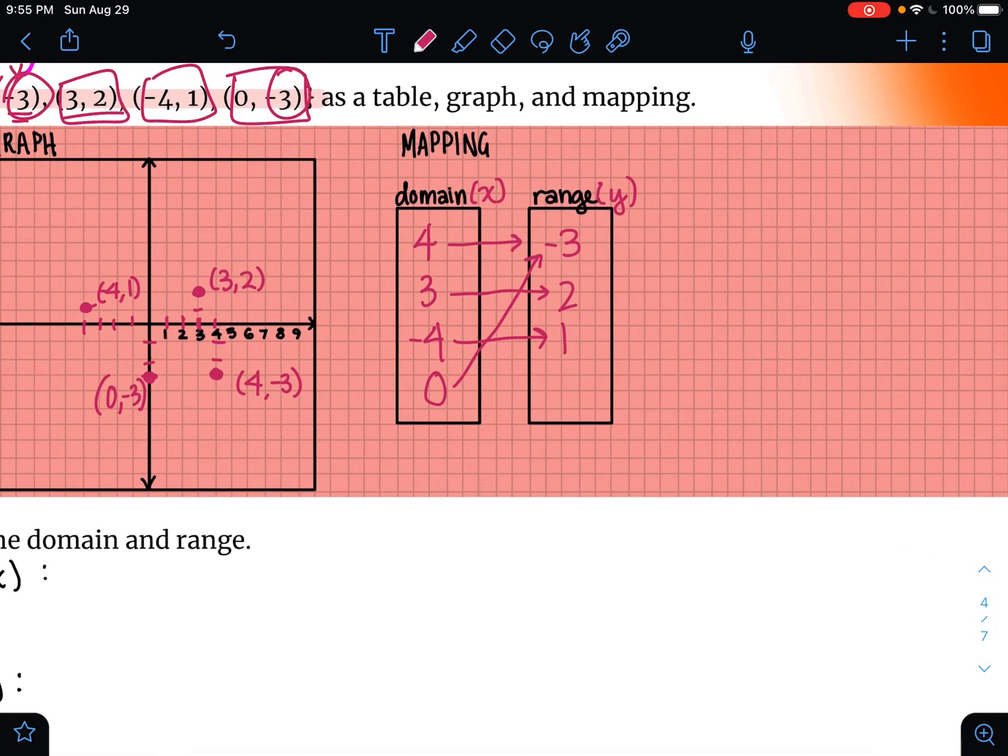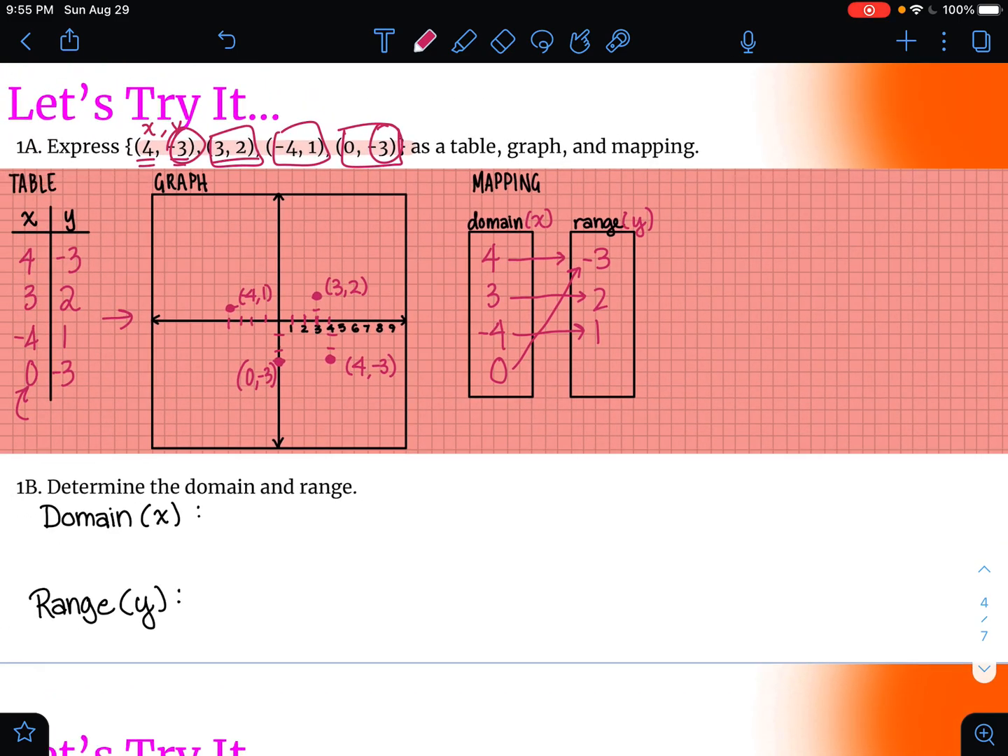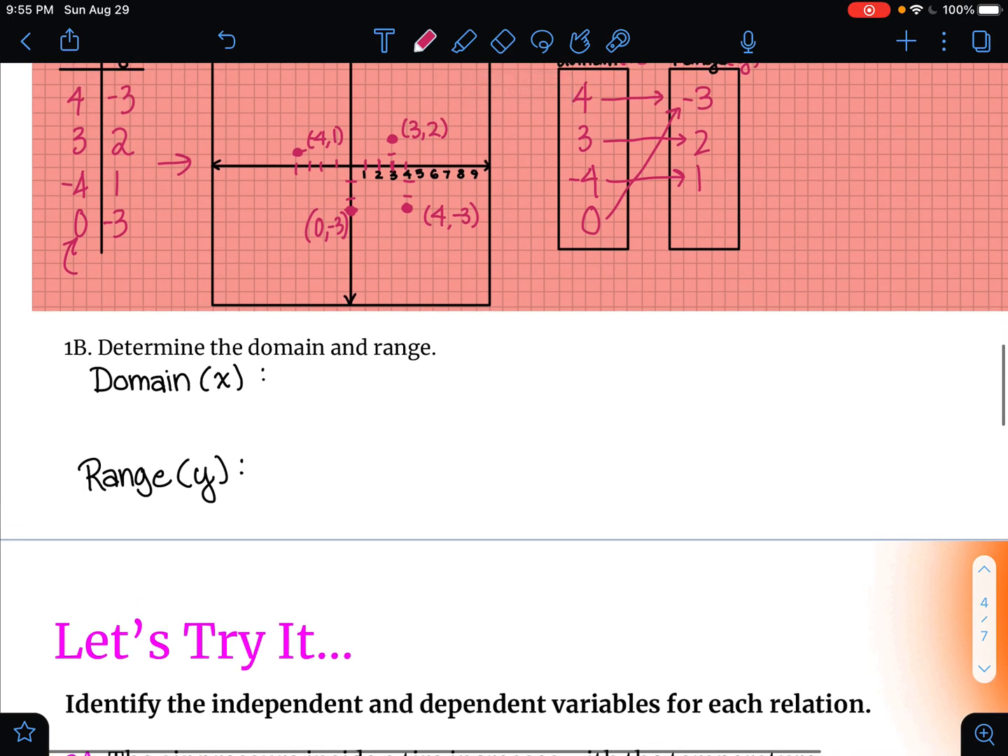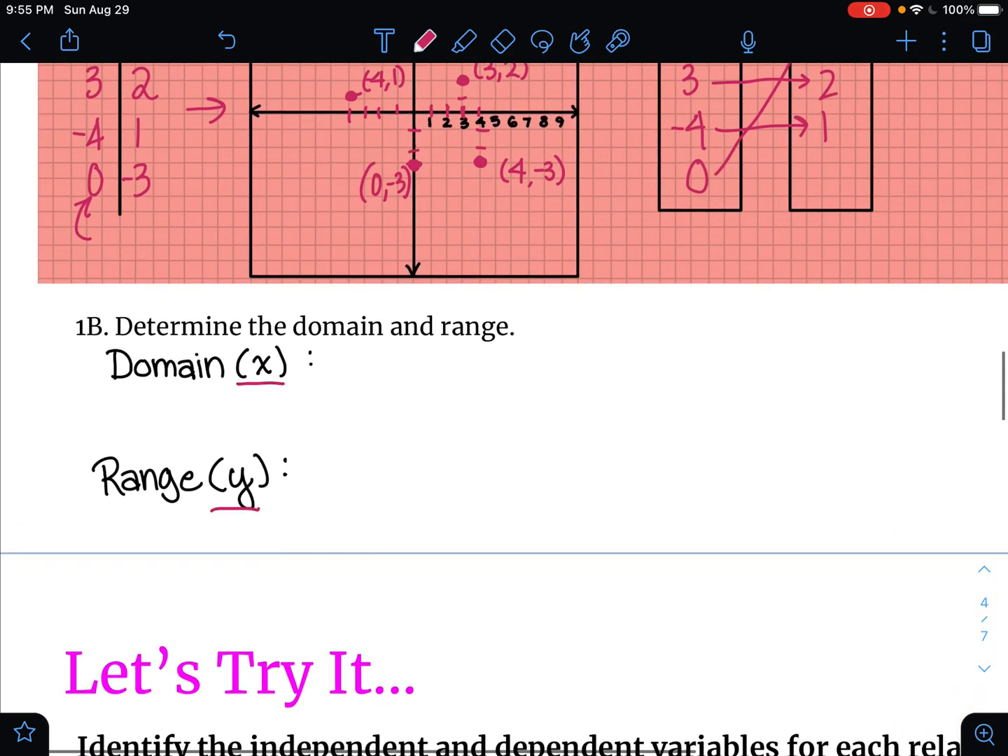You basically draw an arrow connecting them. So we're going to determine the domain and range, and we know that domain means x and range means y. And so we can just start by drawing our brackets, which mine are ridiculously messy, I'm sorry.